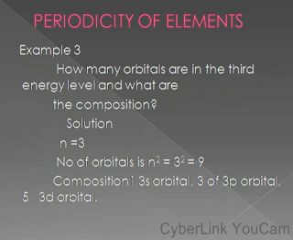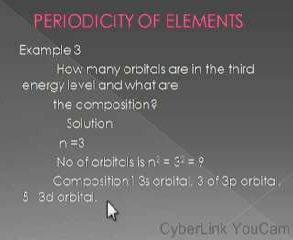Now let's look at another question. How many orbitals are in the third energy level and what is their composition? The third energy level is n equals 3. If n equals 3, the number of orbitals is calculated using the formula n squared. So we have 3 squared, and 3 squared is equal to 9. That means the number of orbitals there is 9.